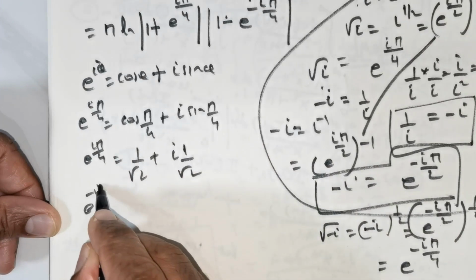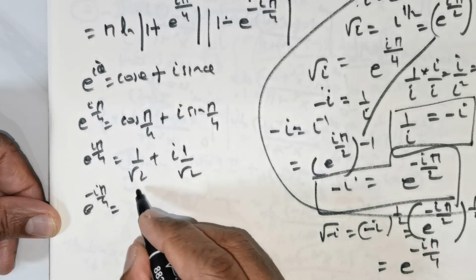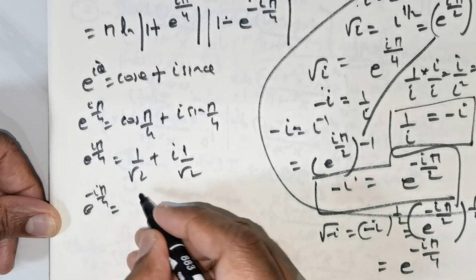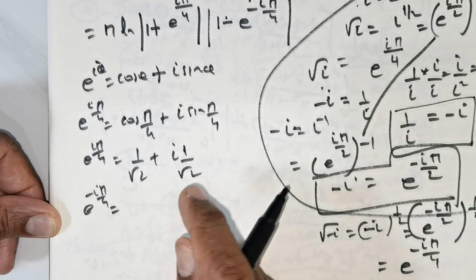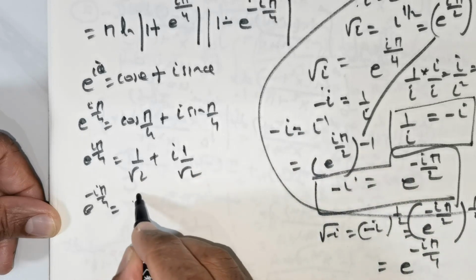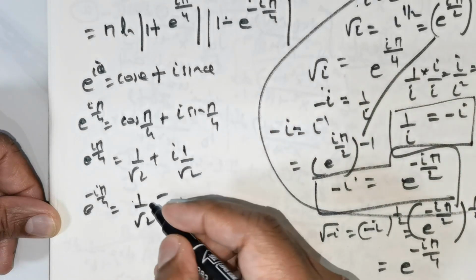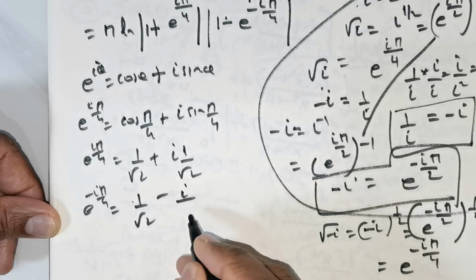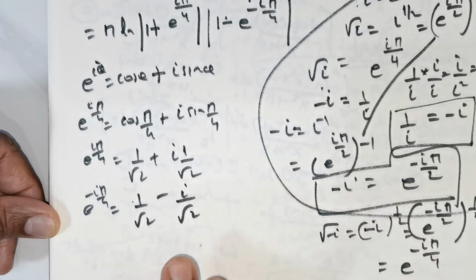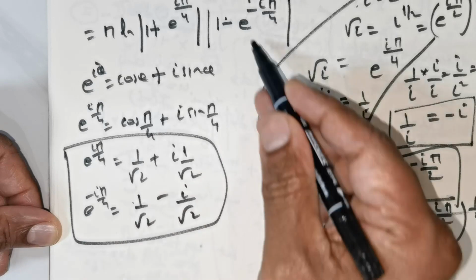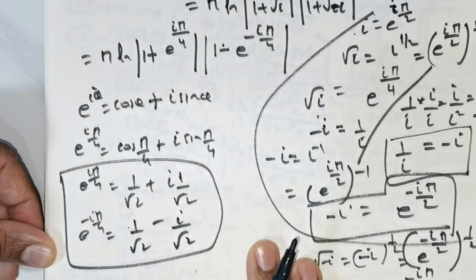Also for e raised to the power of negative iπ/4, this is going to be negative iθ. So cos is an even function. The only difference is negative i over root 2. So this is the value. So take these two values and substitute it here.